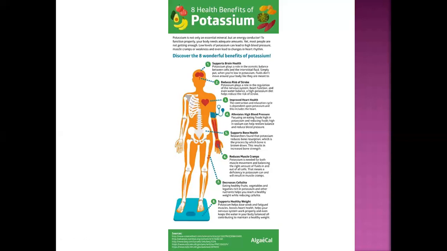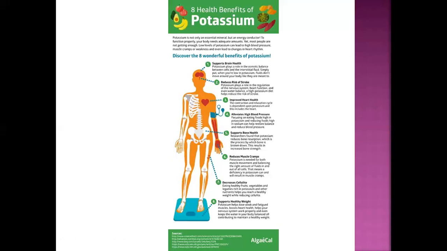It decreases cellulite. Eating healthy fruits, vegetables, and legumes rich in potassium and other nutrients helps us to reach a healthy weight while reducing cellulite. The next function of potassium is that it supports a healthy weight, by decreasing cellulite and supporting healthy weight.